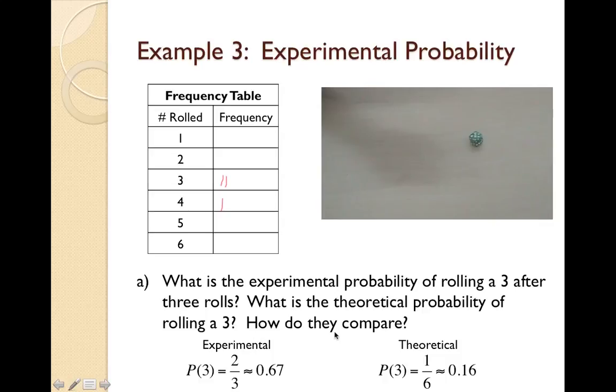So when you compare these two, you can see how after just 3 rolls, there's a huge difference between the experimental and the theoretical. Okay, and so that's what we mean by getting unexpected results sometimes. We would not normally expect rolling a 3 to happen 2/3 of the time. But in only 3 rolls, we can see how that would happen because chance is a part.